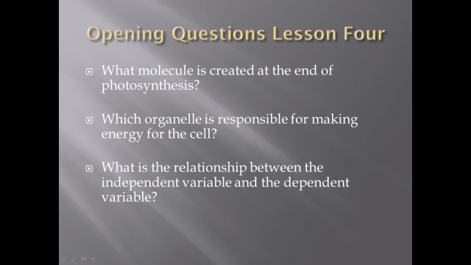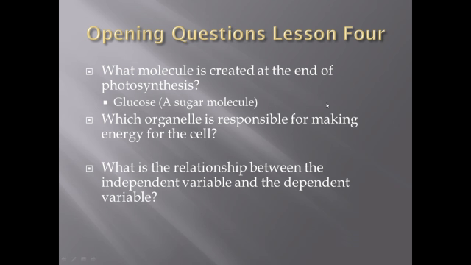Okay, so let's go ahead and go over the answers. What molecule is created at the end of photosynthesis? Bam, good old-fashioned glucose. It's basically sugar. It's a carbohydrate. And that's the end result of photosynthesis. And you're going to learn today that another cycle actually uses this molecule to make energy as well.